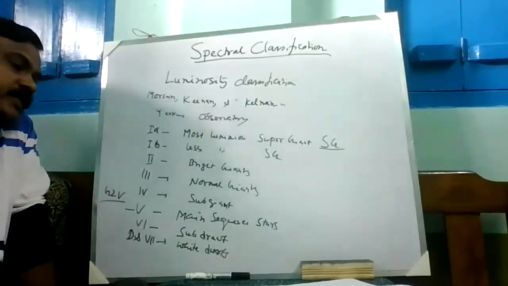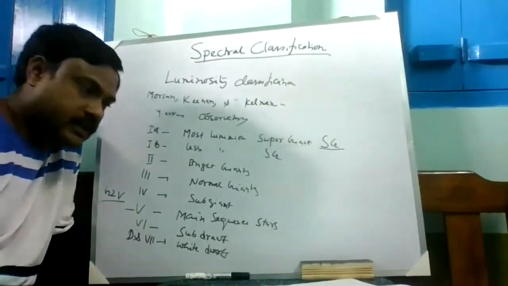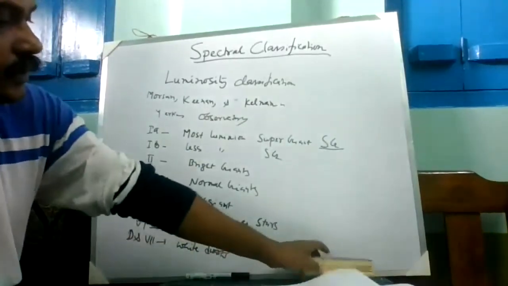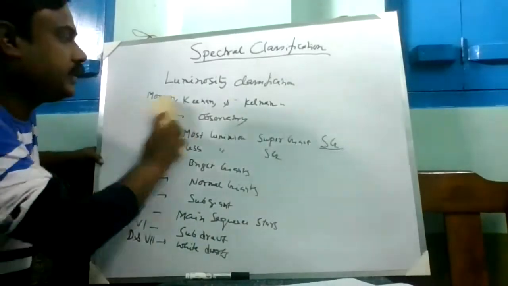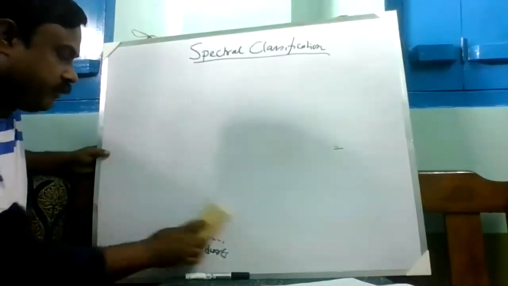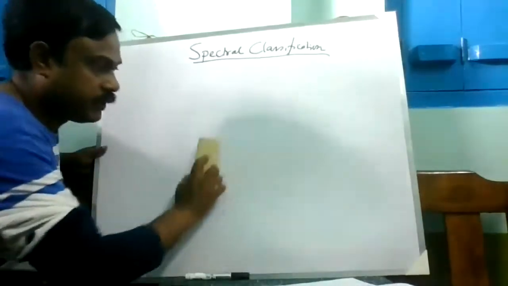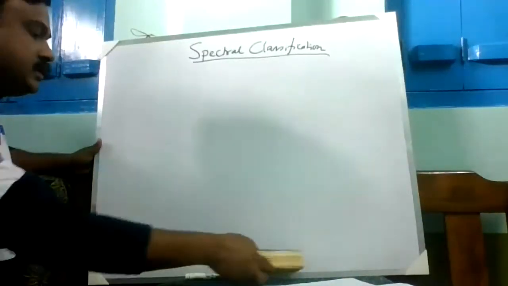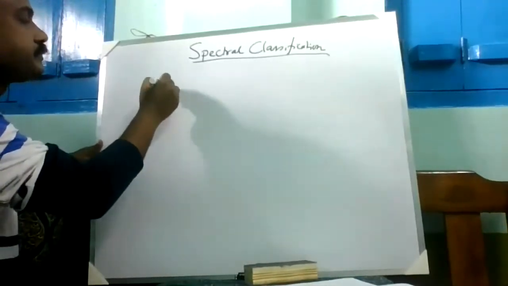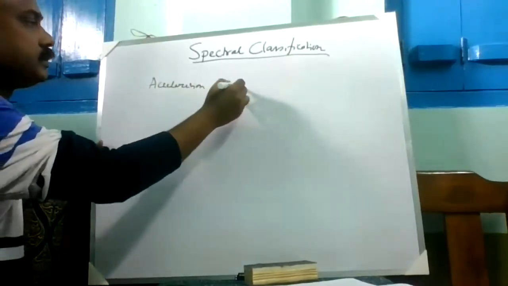Now, another quantity of interest for this classification is the gravity, acceleration due to gravity. If you calculate the acceleration due to gravity on the surface of these stars, you will see that for giant stars, this value is very small, whereas for dwarfs and main sequence stars, this value is large. So we know acceleration due to gravity.